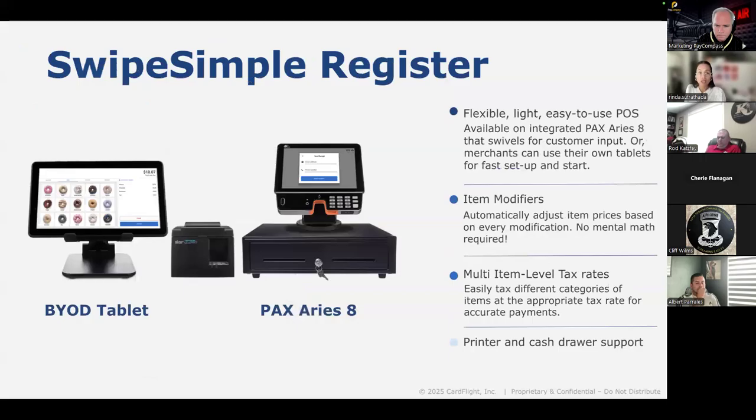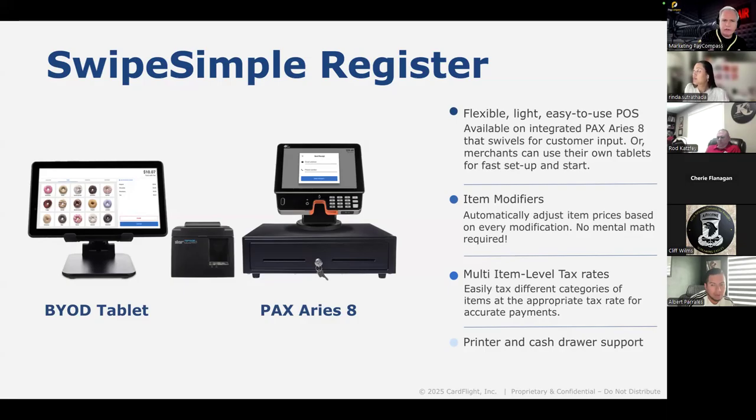And I'll quickly go through SwipeSimple Register. So on here, you can use it either on a tablet or the PAX Aries 8. Again, I will be showing you this with the item modifiers, item level taxes on the PAX A920. So it's going to be helpful just so that way you can see that it's really going to be able to be used on a variety of hardware or devices.